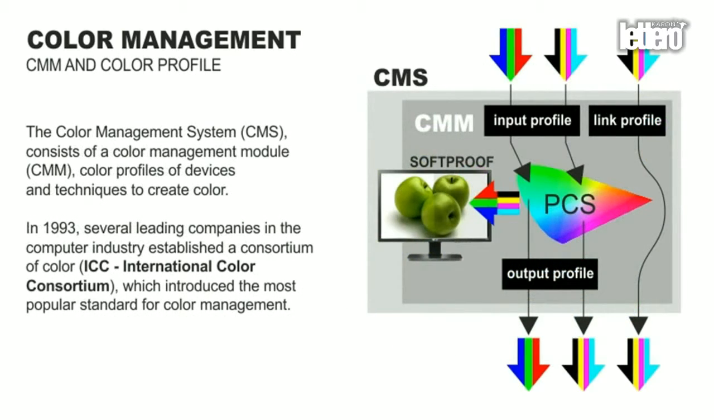Color Management System, CMS, consists of a Color Management Module, CMM, and color profiles of devices and techniques used to create color. In 1993, several leading companies in the computer industry established a consortium of color, ICC, International Color Consortium, which introduced the most popular standard for color management.